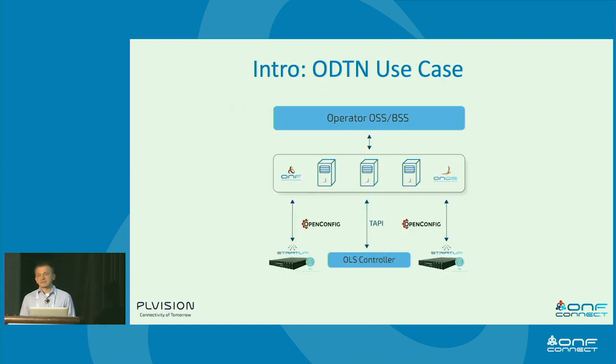So where is Stratum in this picture? Quite the same software architecture. We have an orchestrator or business software above. We have the ONF controller with the ODTN application inside. And below it, we have different kinds of hardware. It's probably not easy to see, but Stratum is going to land on those boxes, on the transponders at the bottom of the slide.